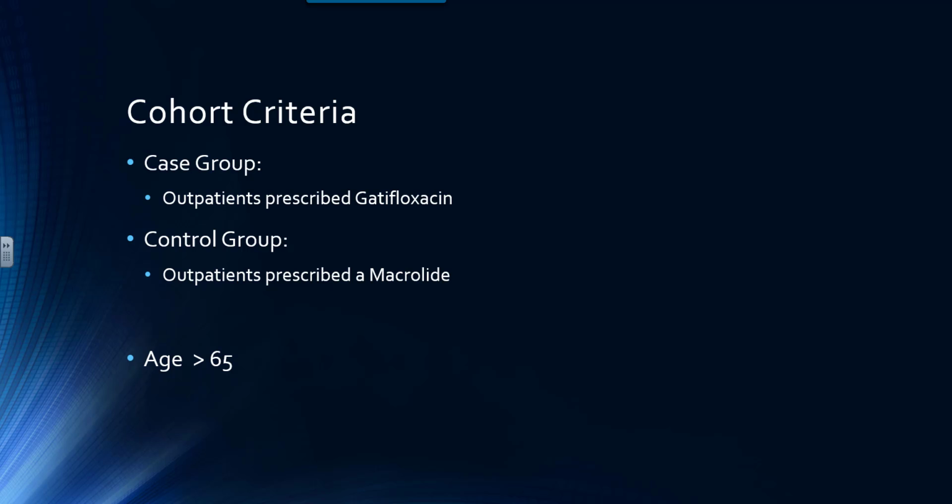Both groups are going to be made up of patients older than age 65. We purposely choose older patients because they're more susceptible to the side effects. They have less homeostatic control, and we will see a side effect if it appears.